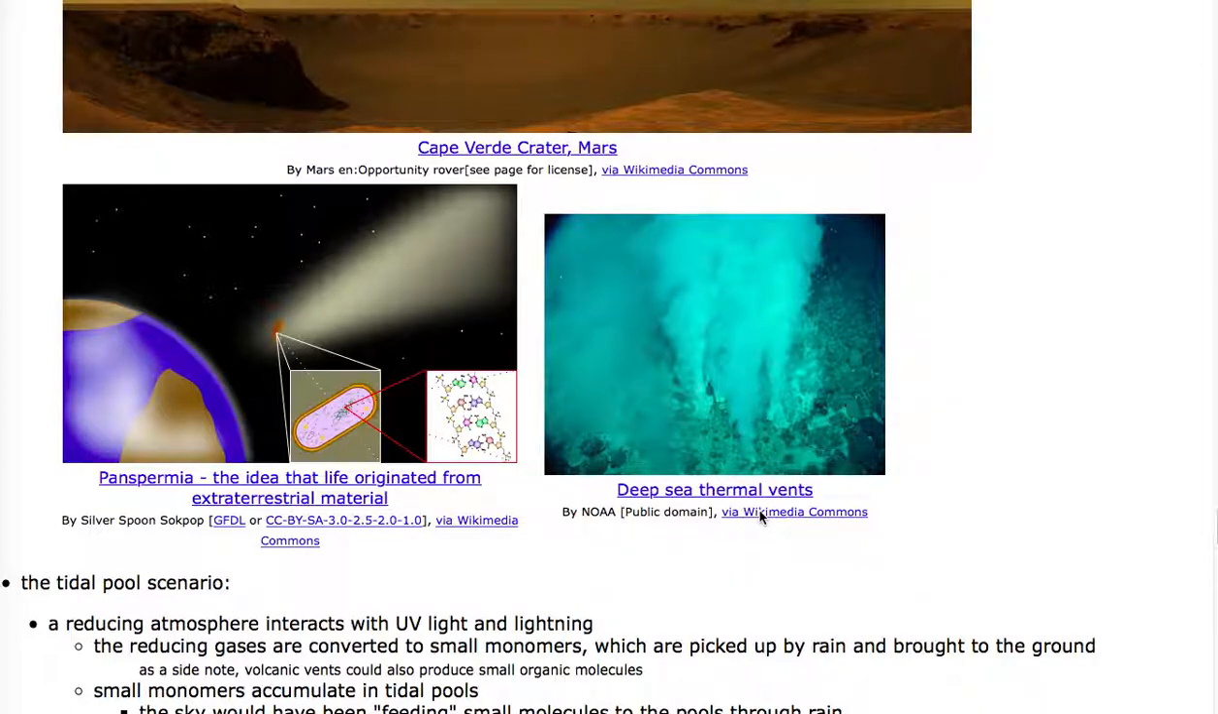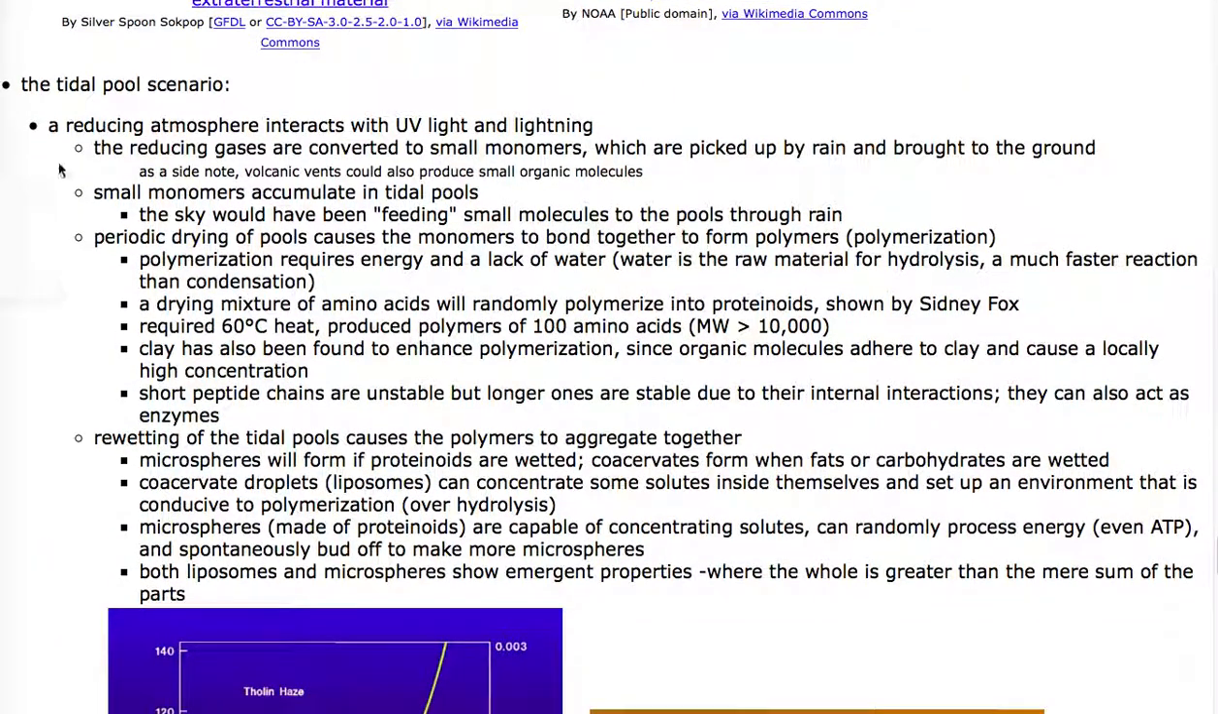did that job. Now, the tidal pool scenario rests on the concept of a reducing atmosphere. Reducing gases are gases that are not oxidizing gases, so they don't have oxygen gas mixed with them. This would be carbon dioxide, methane, hydrogen gas, water vapor. Those are all potential reducing gases. Ultraviolet light hitting those and lightning hitting those converts them to small monomers. These are small carbohydrates, amino acids. It's like air pollution would accumulate in the air. This has been tested in the lab and it works.